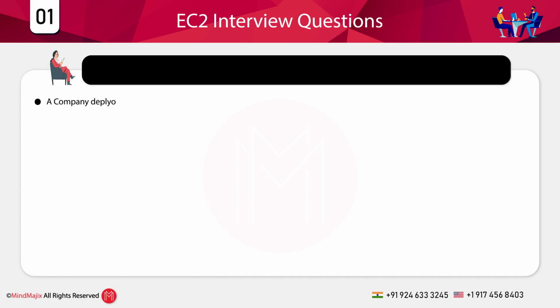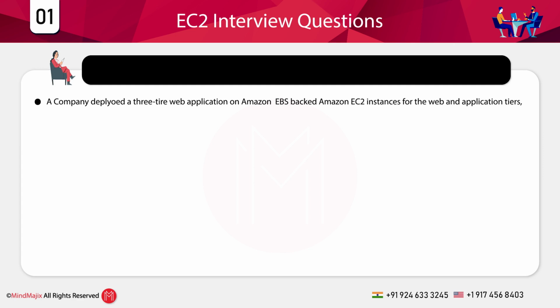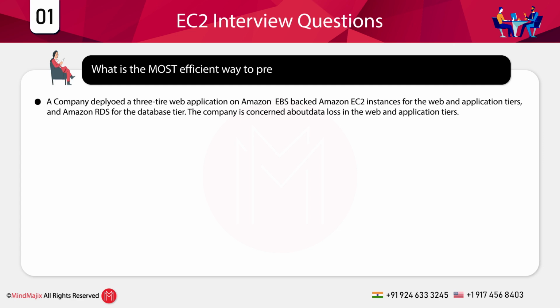A company deployed a 3-tier web application on Amazon EBS backed EC2 instance for a web and application tier and an Amazon RDS for the database tier. So here the application will be having EBS backed EC2 instance for the web and application tier and RDS for the database tier. The company is concerned about the data loss in the web and application tier. So they're concerned about the EC2 instance. They're not concerned about the RDS. So let's see what will be the answer.